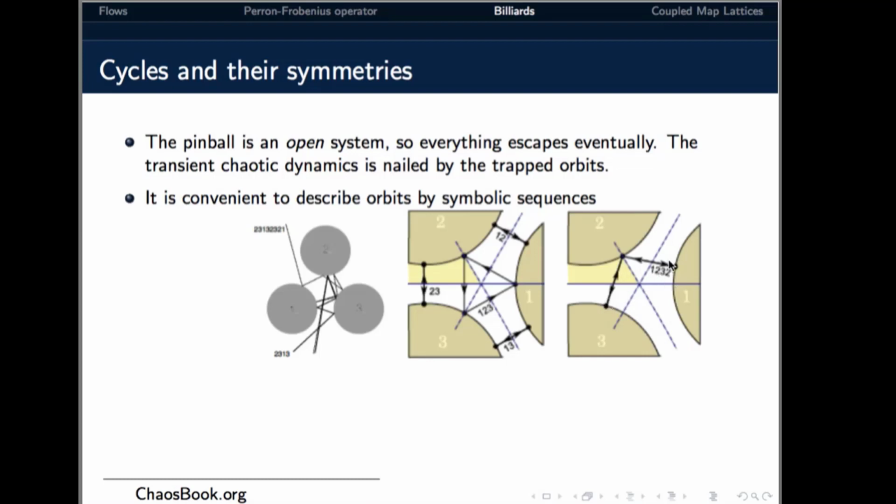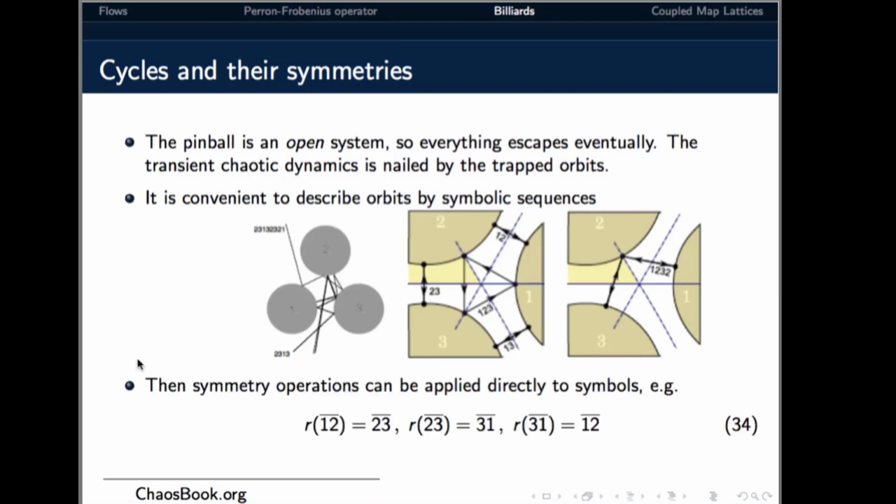So it's an orbit. It's a sequence. It's a periodic sequence of 4 symbols. So the symmetry operations can also be applied directly to symbols, right? Because, for example, if R is a rotation by 2 pi over 3, and I apply it to this 1, 2, just this bouncing orbit here, then what do I get? Well, I can get maybe the same orbit here, which is 2, 3.